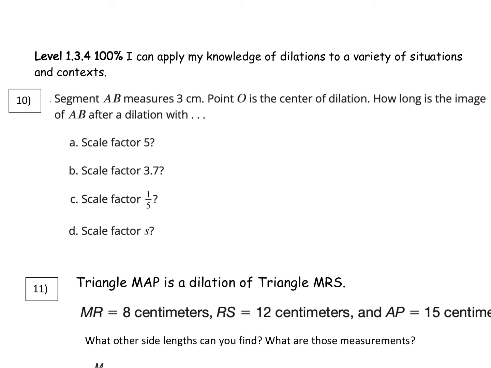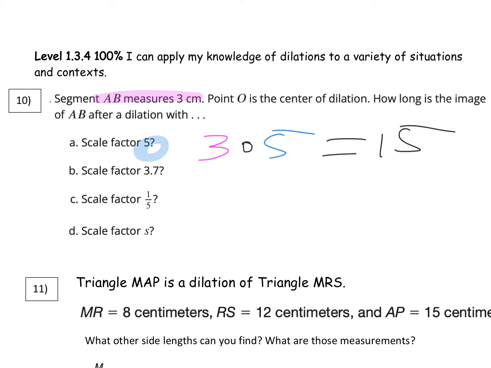But so starting off, first of all, this isn't asking you about coordinates. It's not asking you about anything. It's just asking you about length. So if AB is 3 and you dilate it with a scale factor of 5, how would you figure out the length of your image? You would just do 3 times 5.